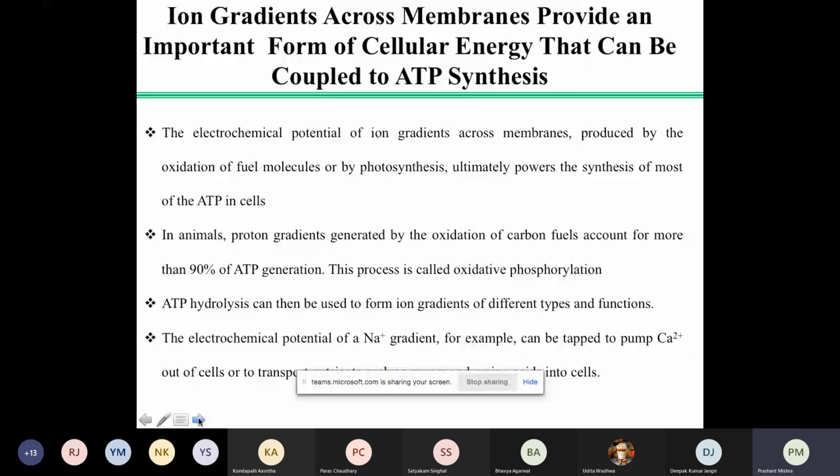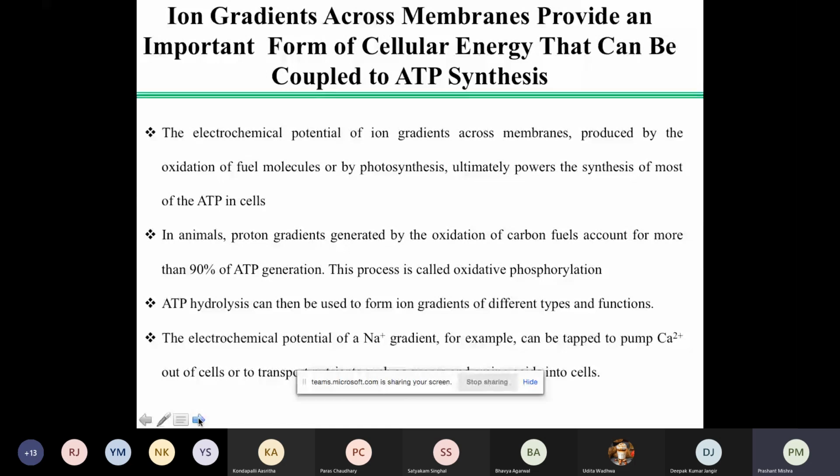So ion gradient across the membrane provides an important form of cellular energy, and that can be coupled to ATP synthesis. Details we will discuss when we talk about oxidative phosphorylation. Here we are just giving you the concept of oxidative phosphorylation, so that this is the theme by which your energy is being synthesized, or ATP is being synthesized.